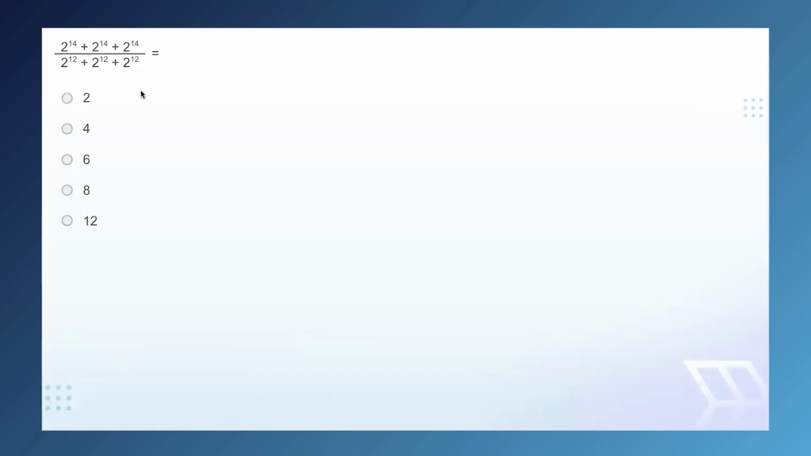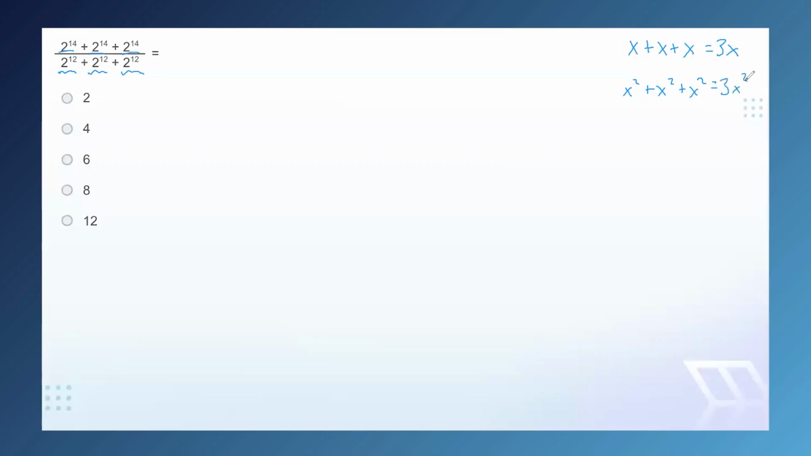The first is to recognize, hey, in both my numerator and denominator, I'm adding 3 of the same thing. So in my numerator, I'm adding 3 2 to the 14ths, and in my denominator, I'm adding 3 2 to the 12ths. Now, if we had something like x plus x plus x, we would immediately combine like terms for 3x. And if we had something like x squared plus x squared plus x squared, again, we would hopefully immediately combine like terms for 3x squared.